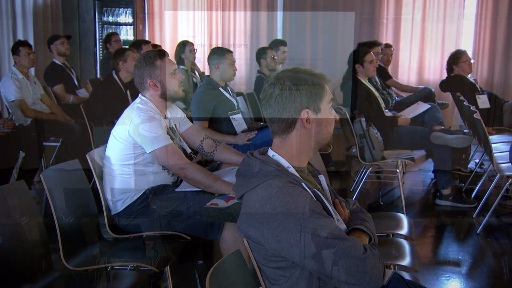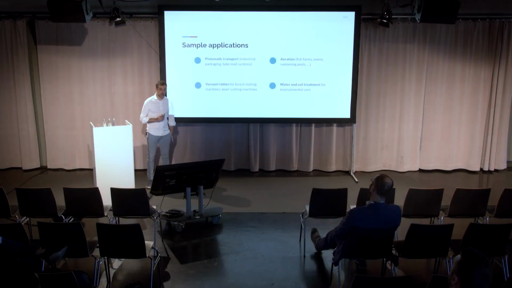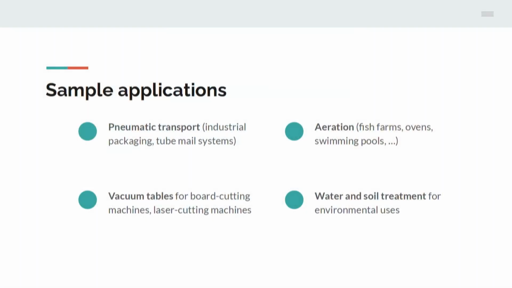Some kinds of applications of this machine are pneumatic transport, first of all. If you think about, for example, tube mail systems, so you have a pipe, you have to send something from here to there, and you get this air that pushes your packet to the other side, which is used like in hospitals and in big systems to move stuff around. Also industrial packaging. Then vacuum tables, so for board cutting and laser cutting.